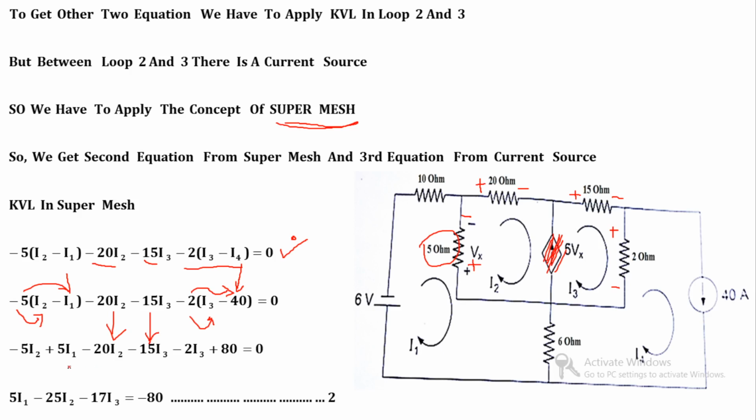So last, if we simplify, the equation looks like 5 I1, this 5 I2 and minus 20 I2 becomes minus 25 I2. This 15 and 2 will become minus 17 I3, and this plus 80 we will shift to the opposite side, the right hand side of equal to. So it will become minus 80. So this is our equation for super mesh, equation number 2.